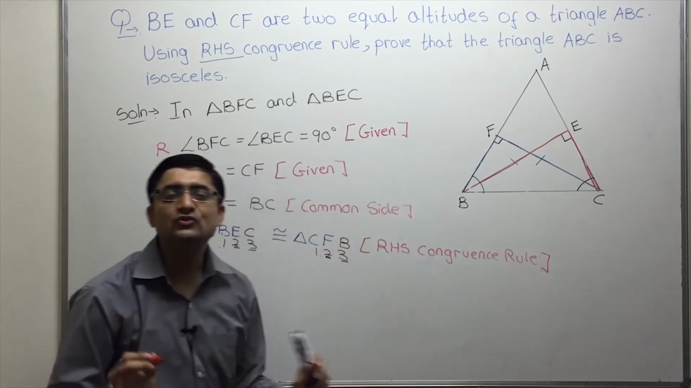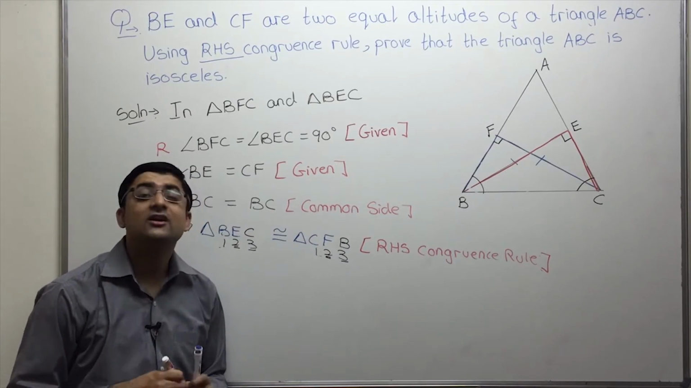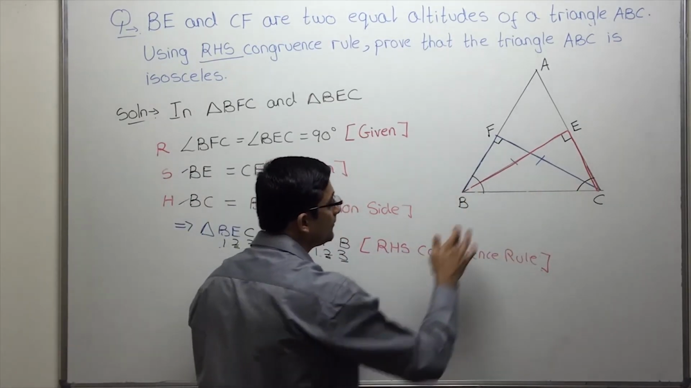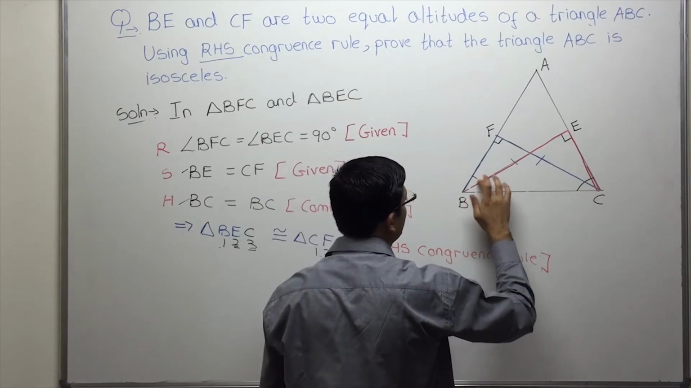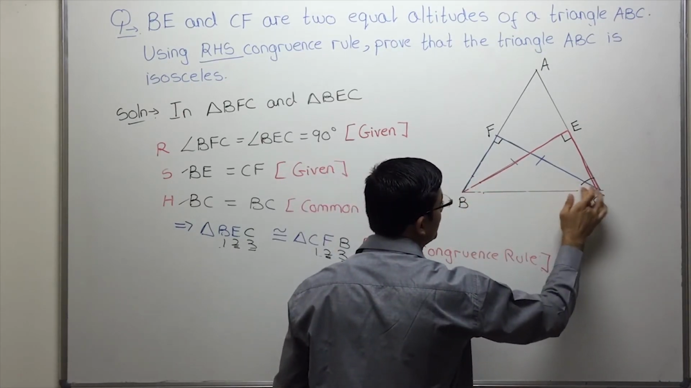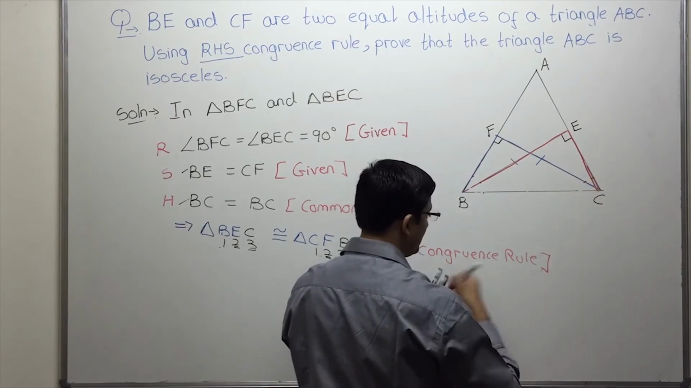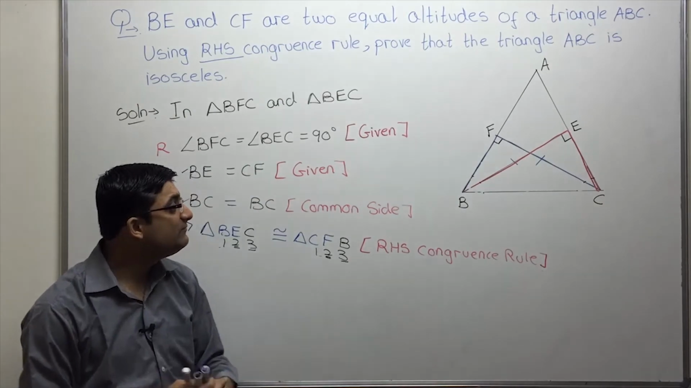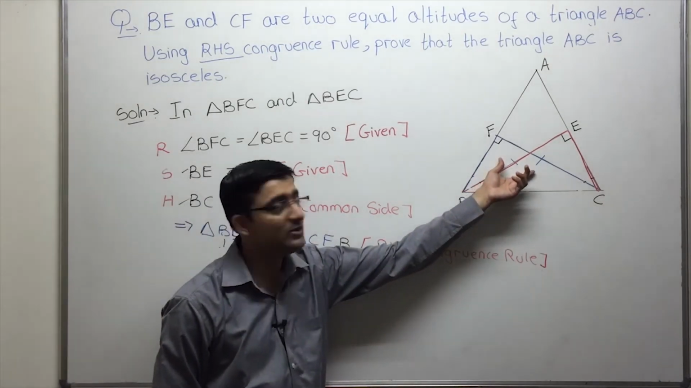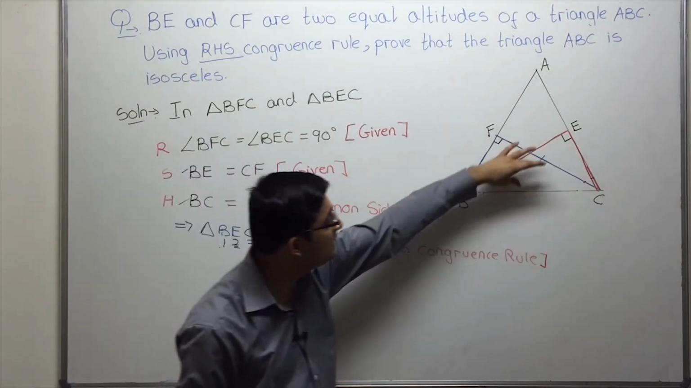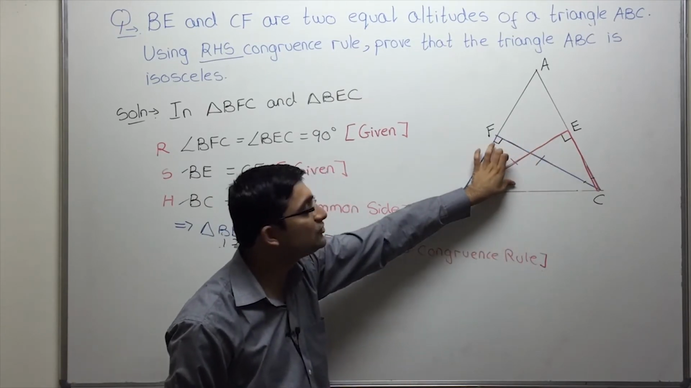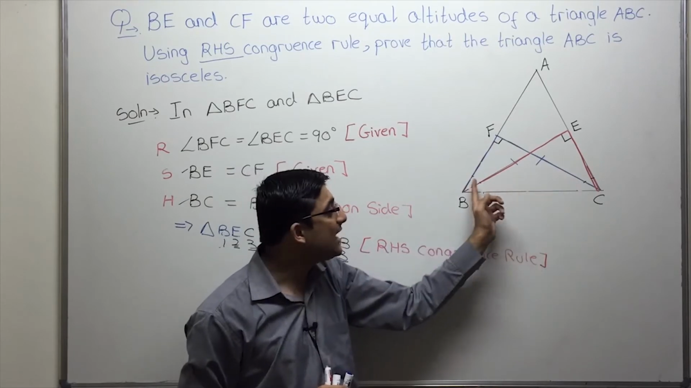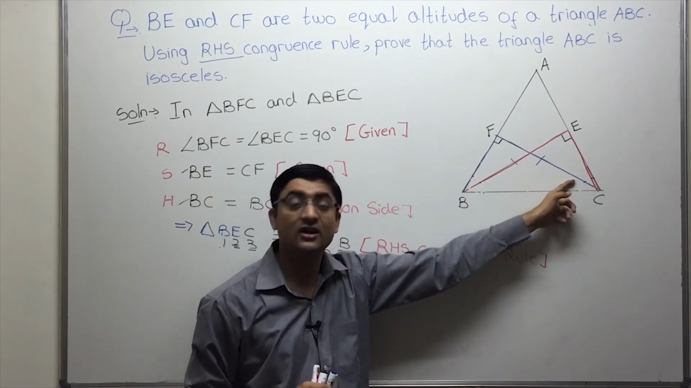So we have shown the two triangles to be congruent by RHS congruence rule. Now what do we want? I basically want to get these two angles. So using RHS congruence rule, we have basically shown these two triangles to be congruent. That is triangle BEC is congruent to triangle BFC. Now what do I want? I want these two angles to be equal. That is, I want angle B to be equal to angle C. How do I get it?